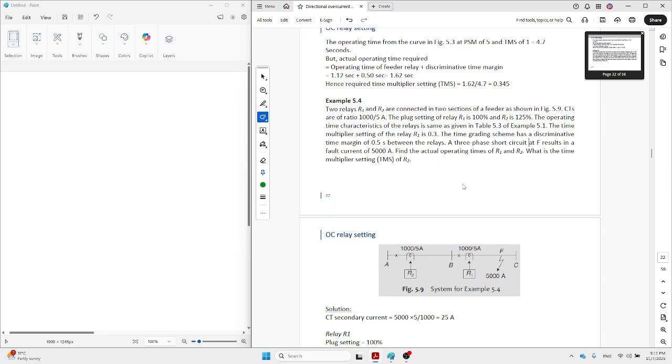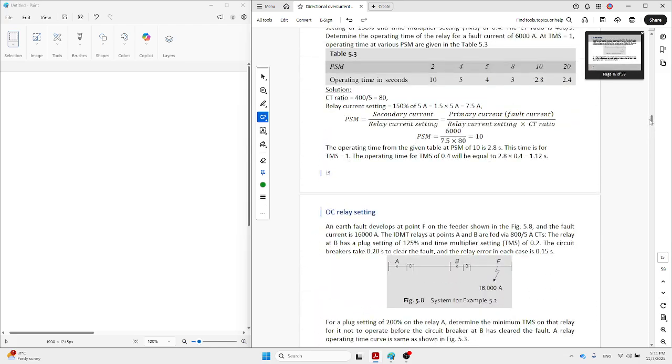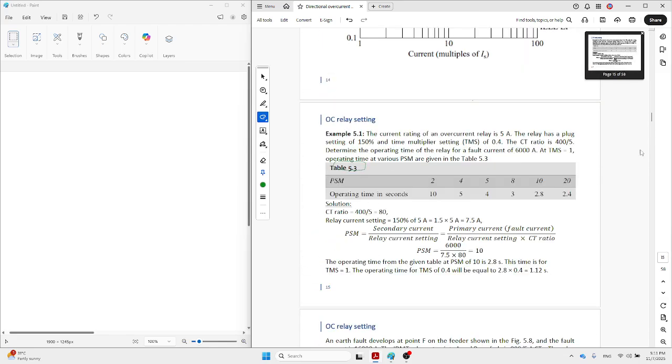Then the PS, the plug setting for the relay, which is the overload factor. The PS overload factor for this relay is 100%, which is 1. For this relay, PS is given as 1.25, 125%. Then the operating time characteristic of the relay is the same as given by table 5.3, example 1. It refers to this table, table 5.3.